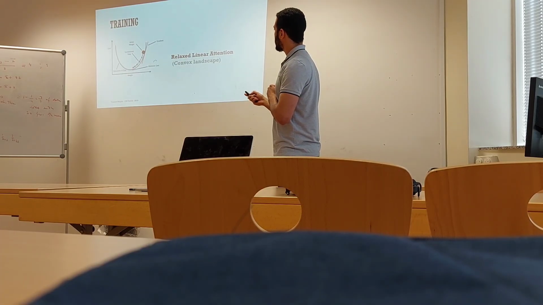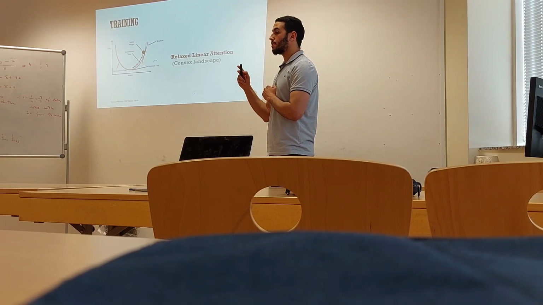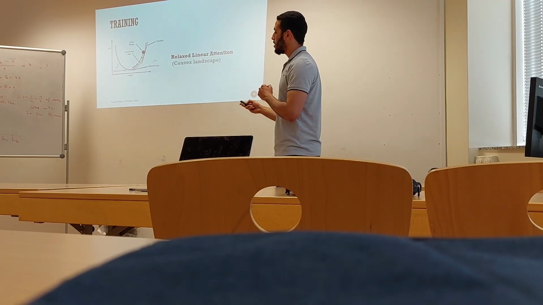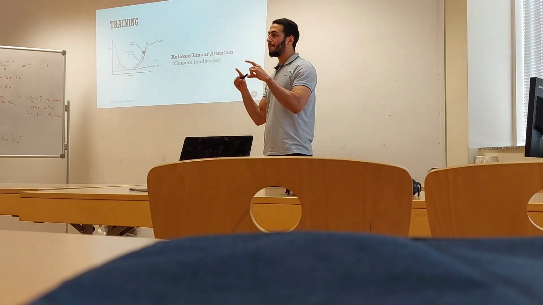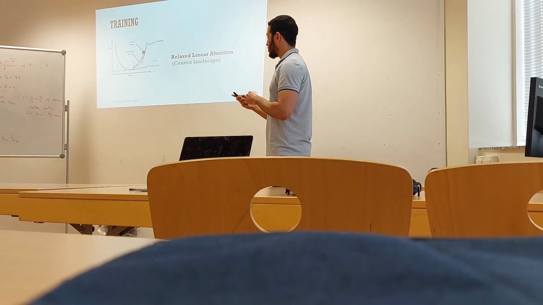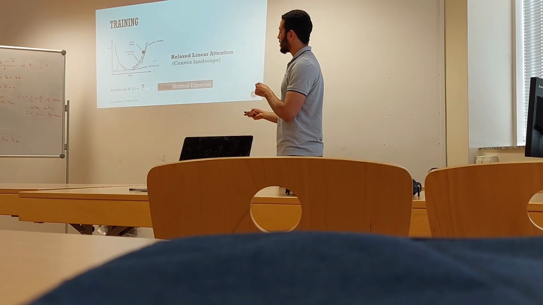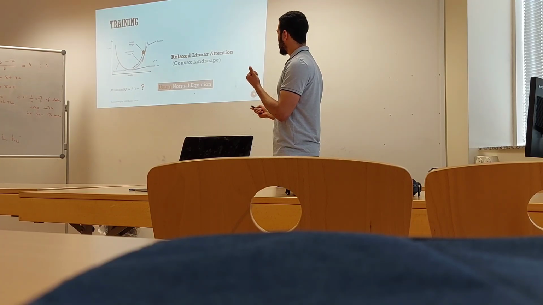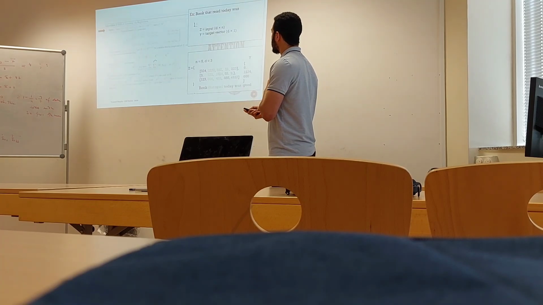And the other way uses something like the normal equation, like the linear regression, and they call this relaxed linear attention, or convex landscape. We will get the result only with a math equation, without any training. So we need an equation like the normal equation of linear regression. Okay, so we'll start with the algorithm in the paper, which is linear attention.